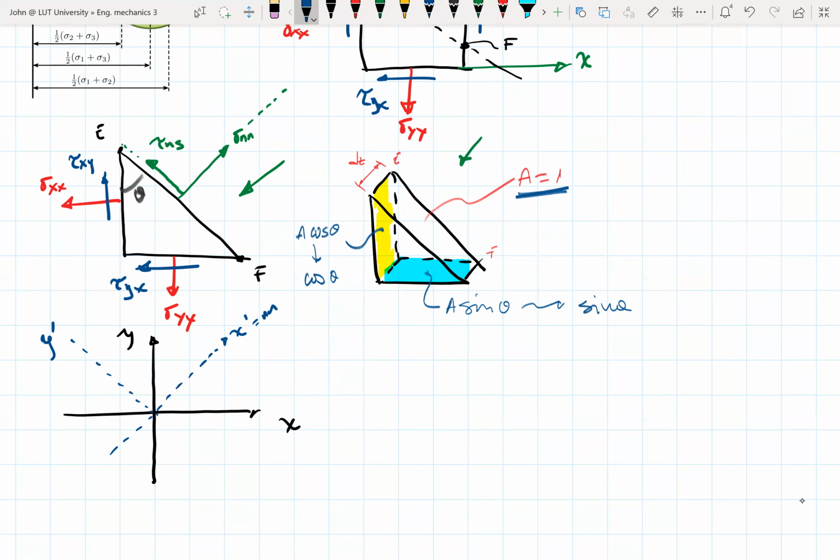Then I'm going to draw on top of these Cartesian coordinates the corresponding stresses. That is, first, let's draw the one that we are interested in. So we have this sigma NN. We have a shear stress here, tau NS.